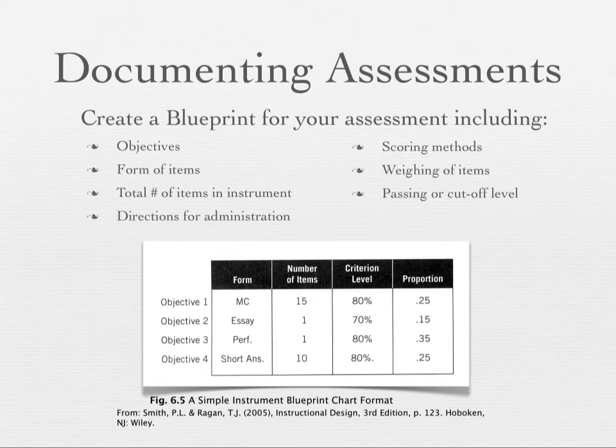And the blueprint for your assessment should include your objectives, the form of the items, and this is just reading the columns from left to right. So list your objectives out. What is the assessment form? So is it multiple choice, essays, performance-based observation, the short answer, etc. The number of items or test items that are required for each objective. So the total items in the instrument, as well as the directions for administration, the scoring methods, weighting of the items, and a passing or cutoff level.